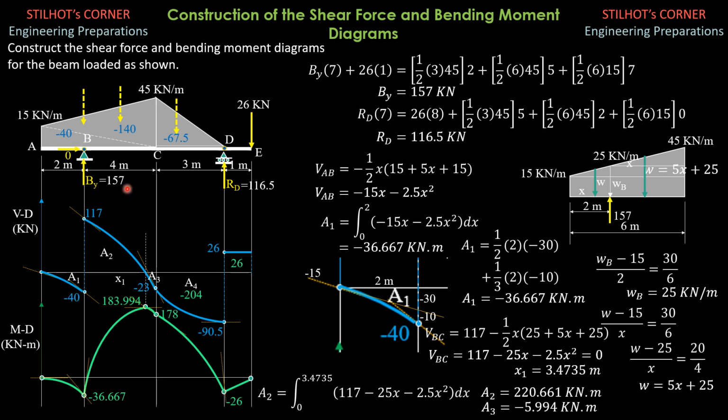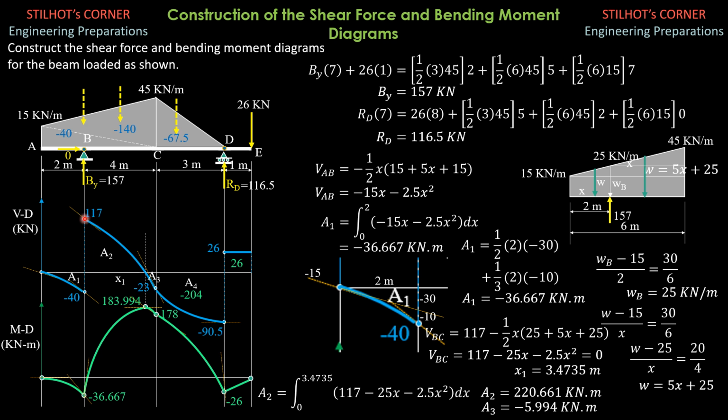Then there is a concentrated upward force here of 157. So negative 40 plus 157 is 117. Then 117 plus negative 140 is negative 23. Then to connect these 2 points with a second degree curve, the initial tangent here is negative 25, remember WB, and the tangent here is negative 45. Much steeper but negative slope.